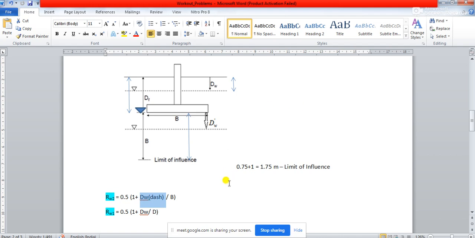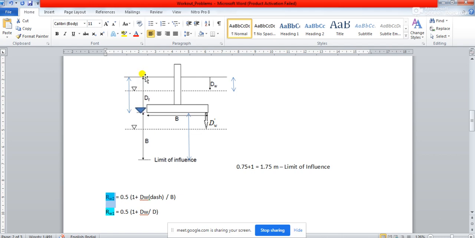Basically, suppose your gamma saturated value is 18, then how much will be the value of your gamma submerged? Generally what is done is 18 minus 10, but actually you should subtract 9.81. So you will see it is almost half. The submerged unit weight of soil is almost half of the saturated unit weight, and that is what is being considered by this Rw2 factor.